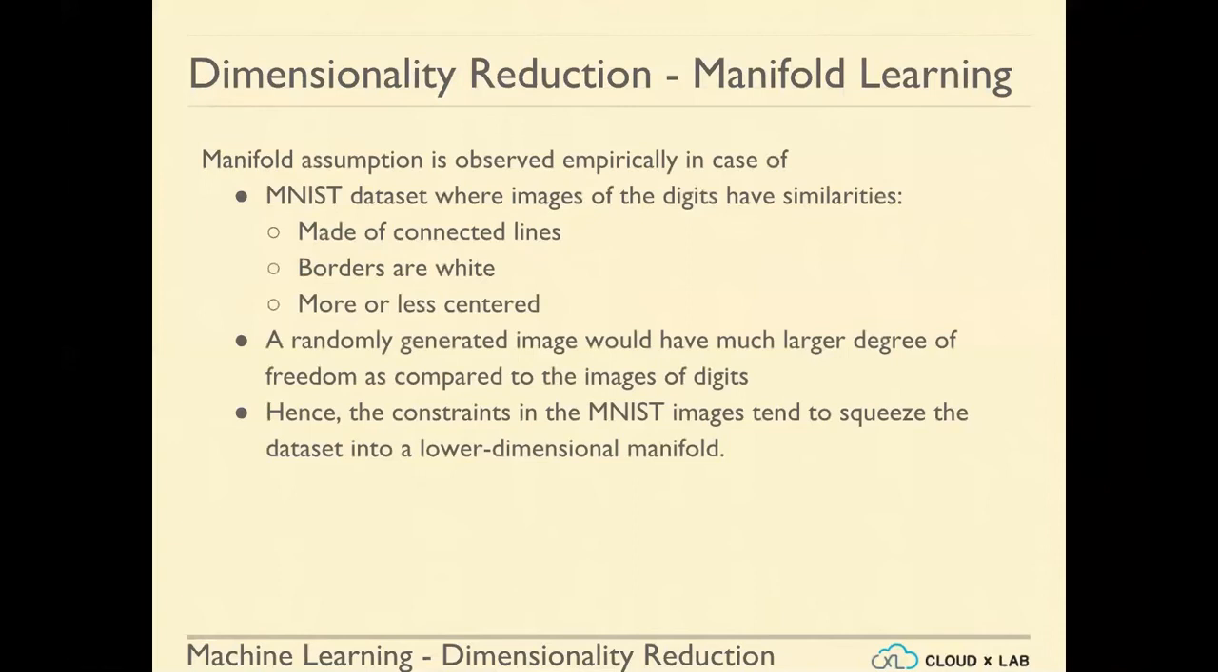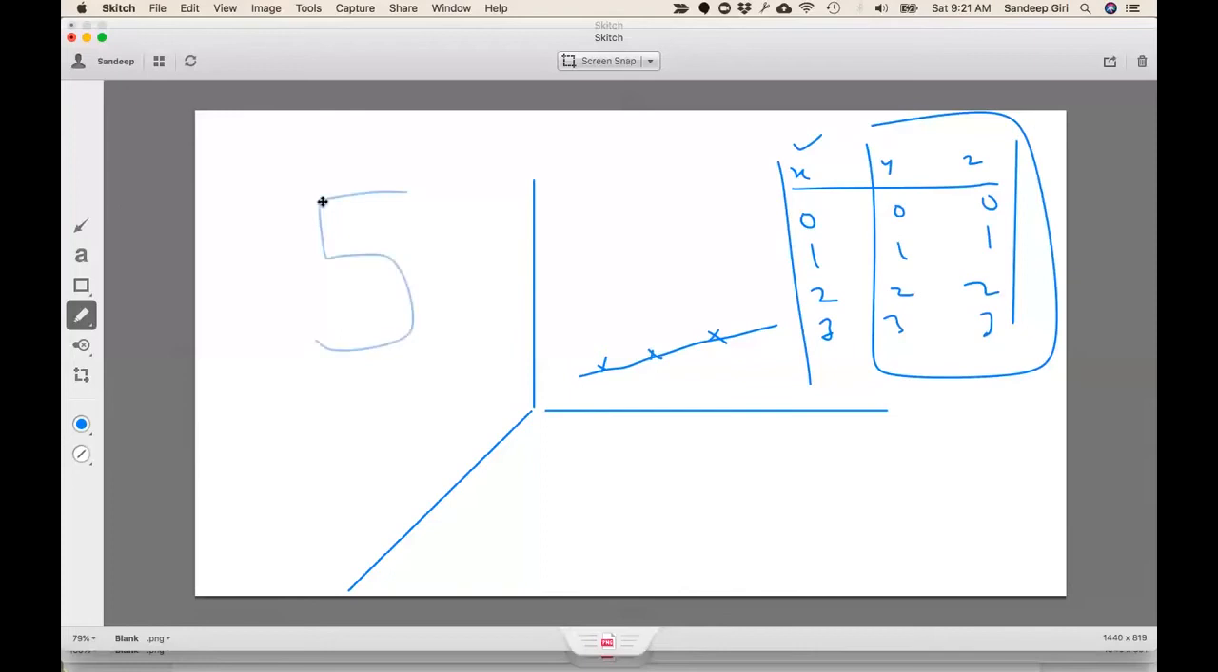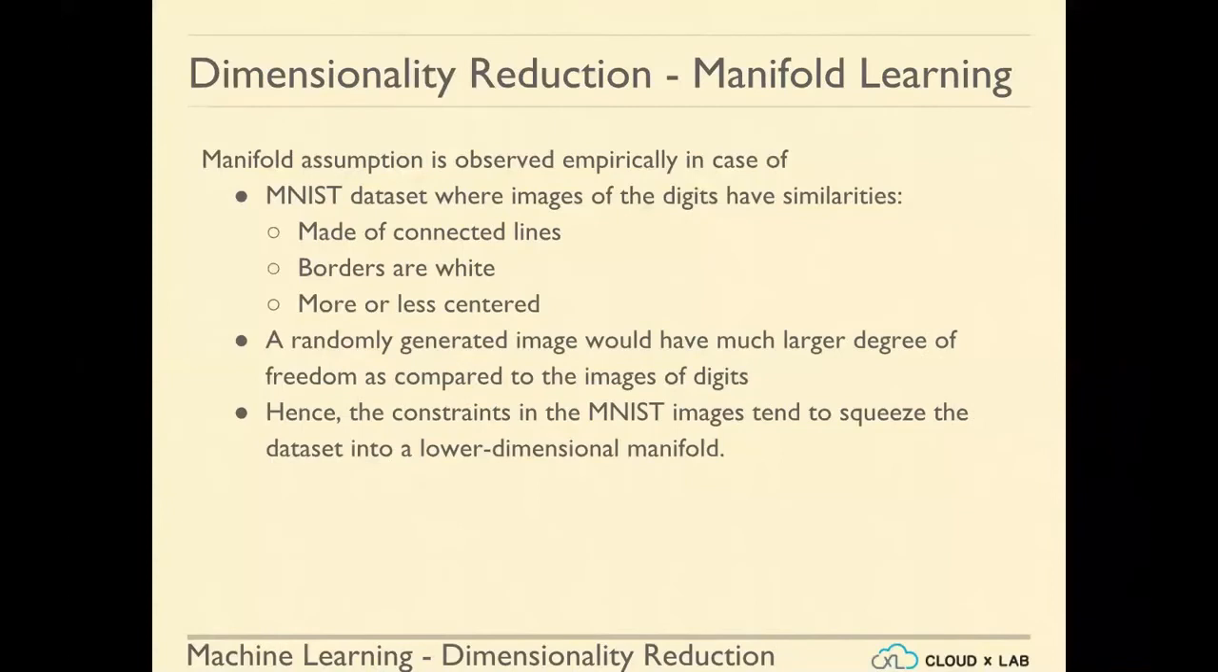In the MNIST dataset, if you see, let's say, 5, it is basically a straight line folded into this shape, correct? Similarly, 7 is basically two lines, and similar is probably the case with 8. In the MNIST dataset, where images of digits have similarity, most of the images are made of connected lines. All the images are white, and most are centered. So a randomly generated image would have a much larger degree of freedom compared to images of digits.